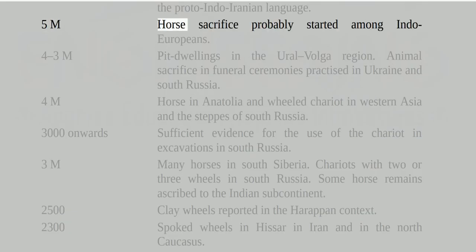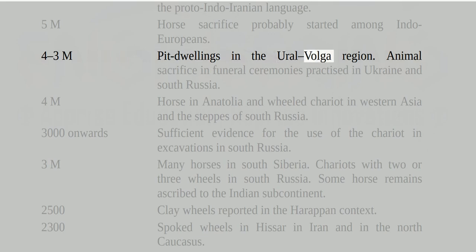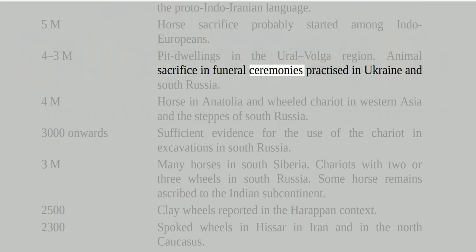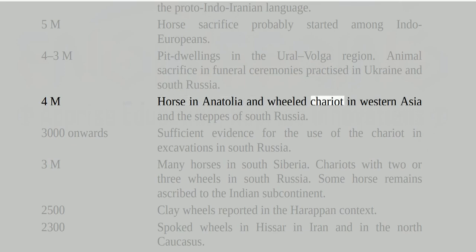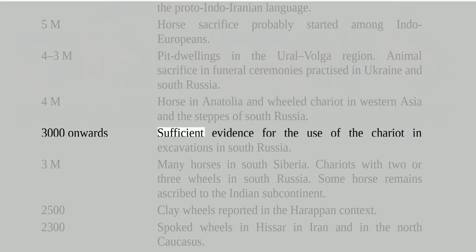Introduction of the Proto-Indo-Iranian language. Horse sacrifice probably started among Indo-Europeans. Pit dwellings in the Ural-Volga region. Animal sacrifice in funeral ceremonies practiced in Ukraine and South Russia. Horse in Anatolia and wheeled chariot in Western Asia and the steppes of South Russia. 3000 onwards sufficient evidence for the use of the chariot in excavations in South Russia.